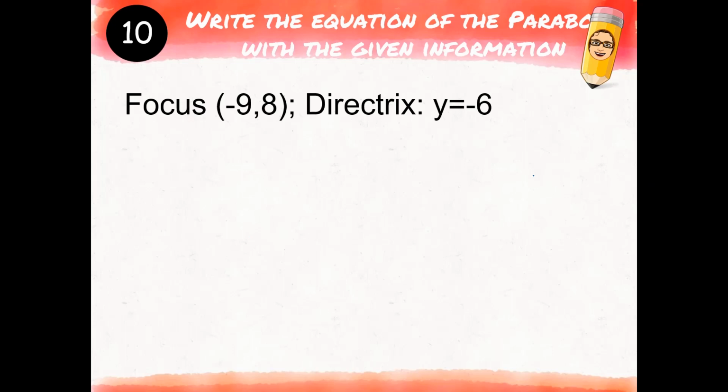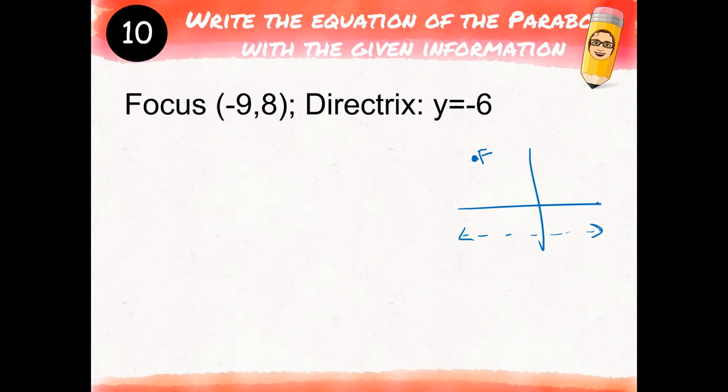So let's graph. Negative 9, 8. Oh, that's the F. That's the focus. Y equals negative 6. That would be like down here somewhere. Ooh, they stole the vertex from me. How mean.